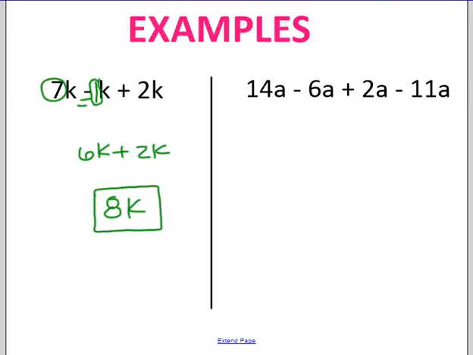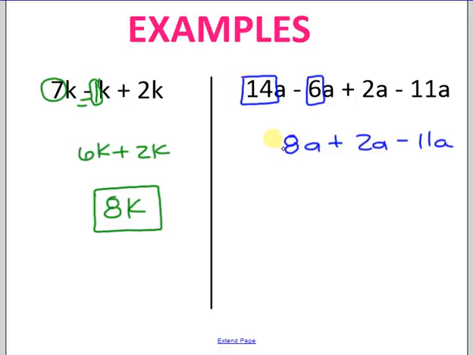Let's try the next one. I have a to the first power, a to the first power, a to the first power, and a to the first power. So these are all like terms with each other. I have subtraction, addition, and subtraction. I need to follow order of operations and start from the left and work my way to the right. So I'm only going to look at the coefficients here now. I have 14 minus 6. 14 minus 6 is 8a, and I'm going to rewrite the rest of the problem.